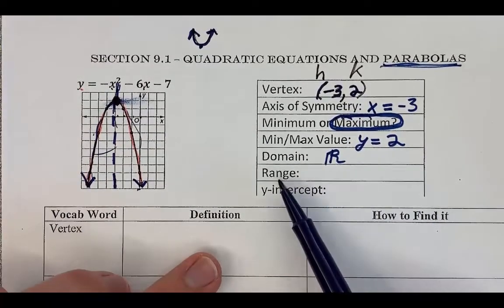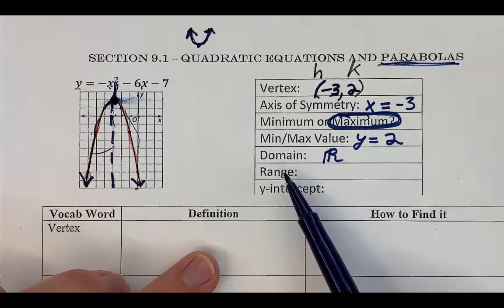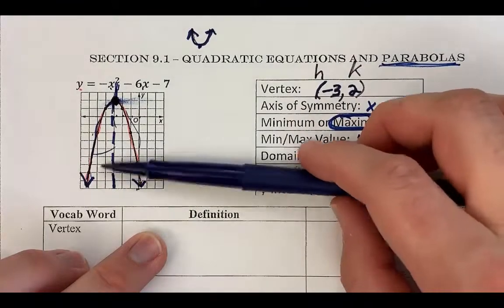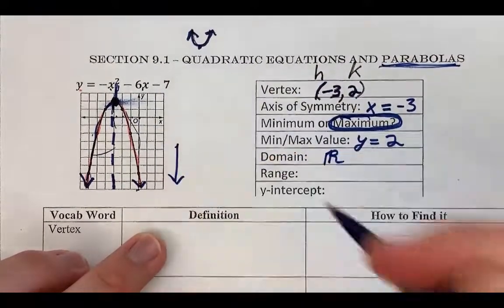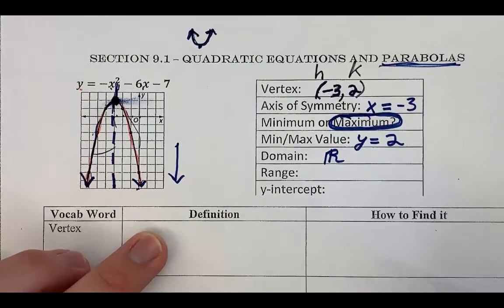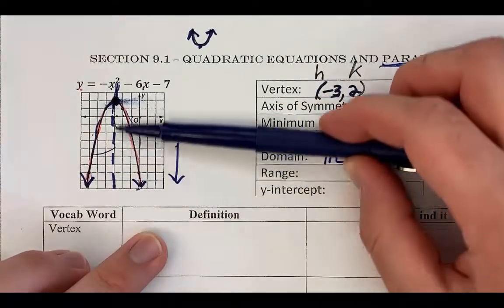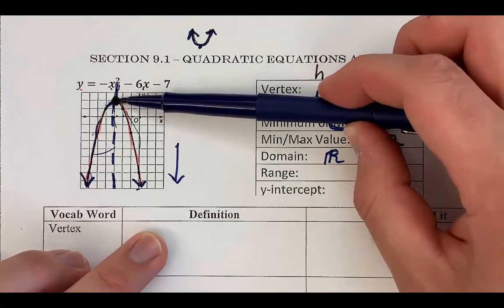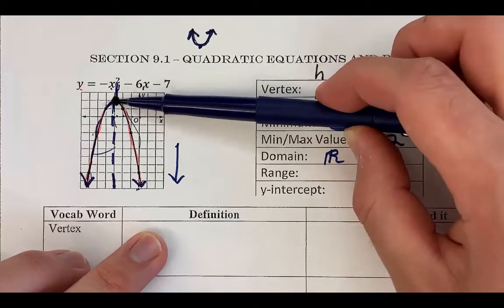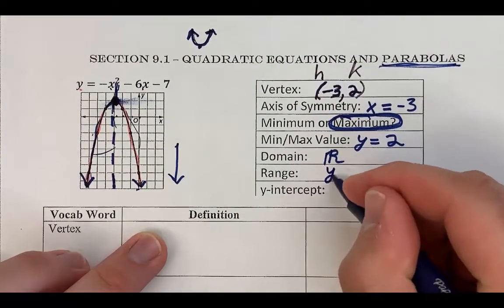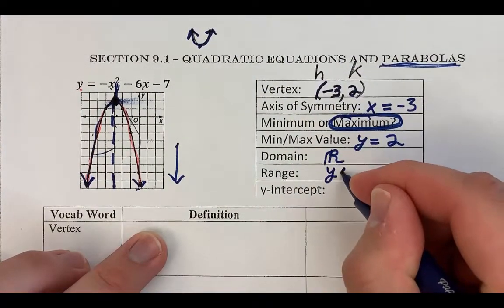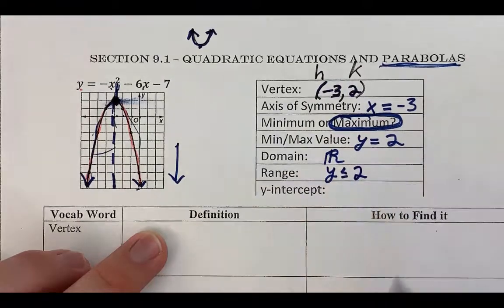The range is all the y values that the graph covers. If you look at the parabola, it's going to go down forever, right? This parabola is going to go down through infinity. But as far as the y values are concerned, it will only go up to y equals 2. That's the highest y value. So for the range, we're going to put that the range is y less than or equal to 2.